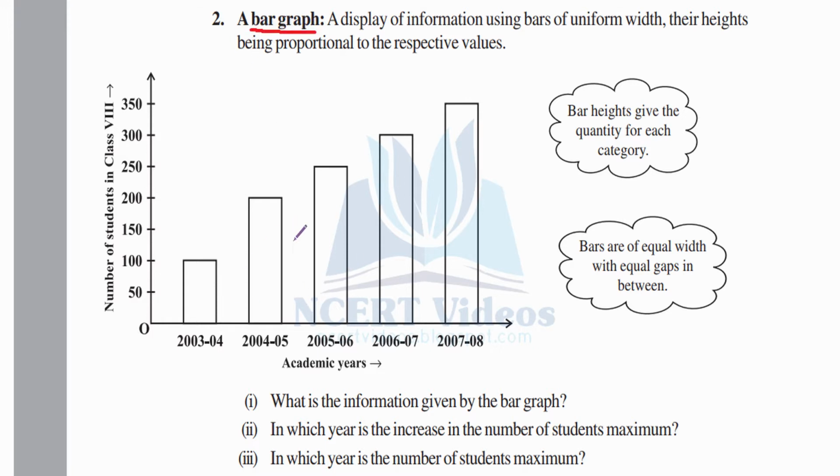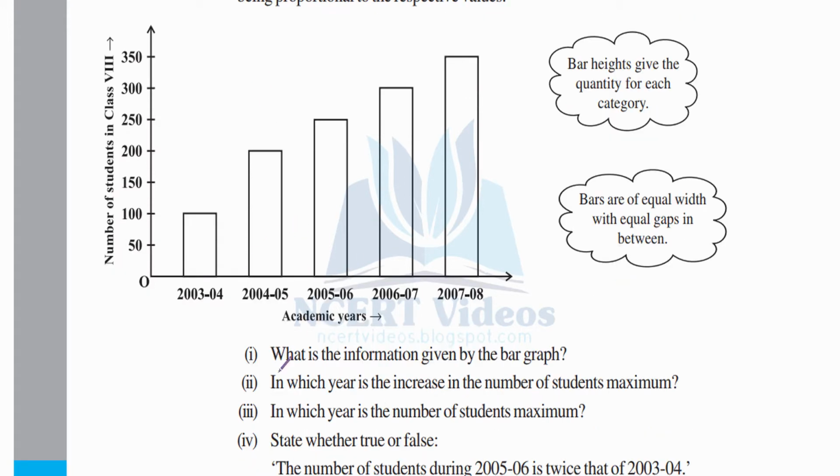Now based upon this, let's try to answer the questions. It says, what is the information given by the bar graph that we just studied? It is providing us the information about the number of students in class 8th in different years from 2003 to 2007. That is our first part.